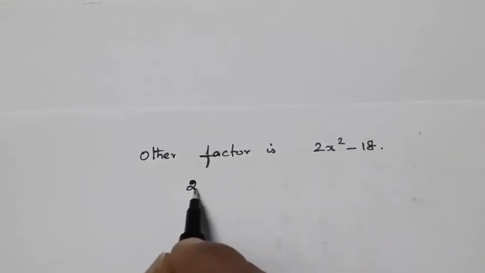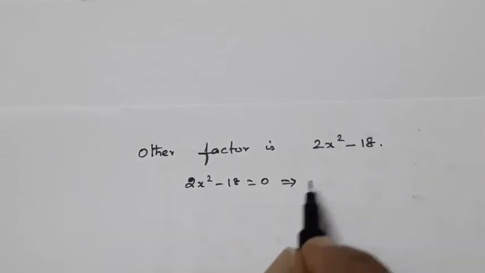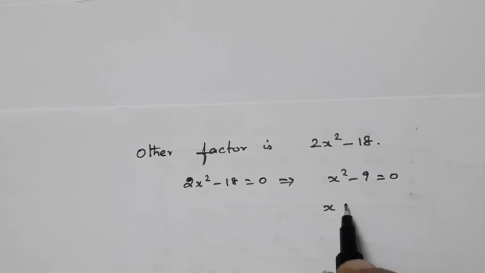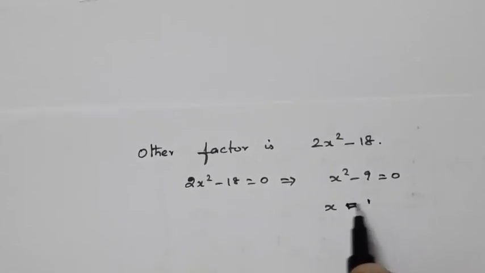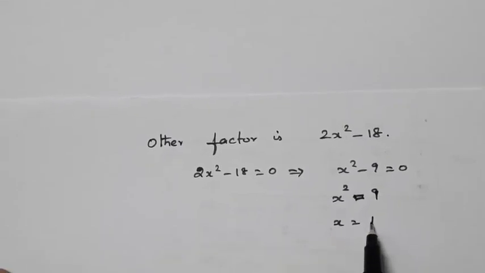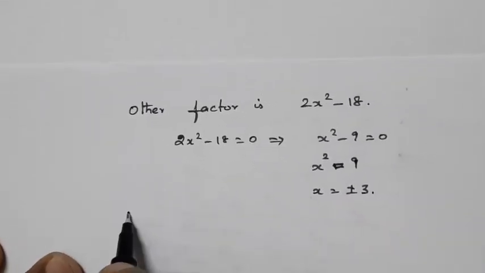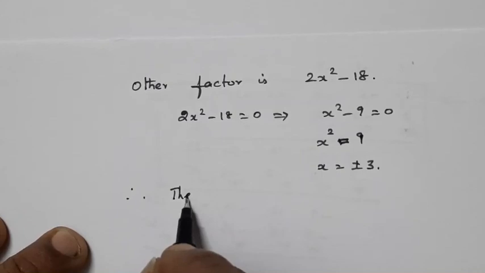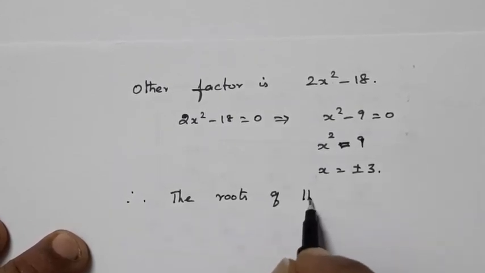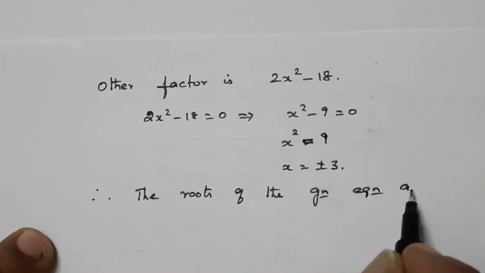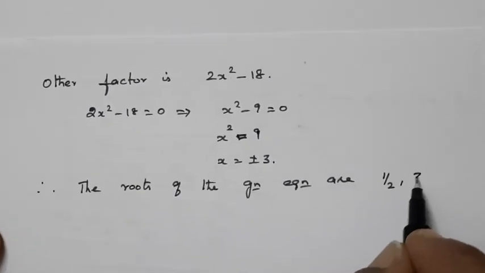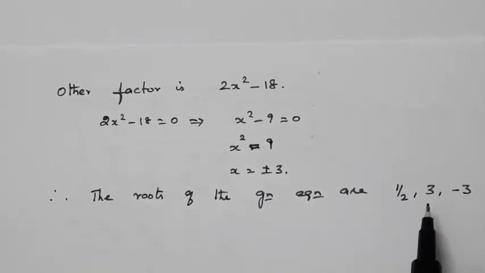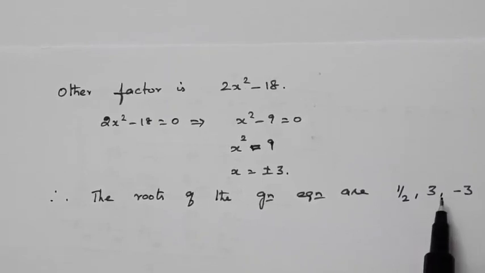So, equating this to 0, 2x squared minus 18 is equal to 0 implies x squared minus 9 is equal to 0, so x squared is equal to 9 or x is equal to plus or minus 3. So, the plus or minus 3, these are the other two roots. Therefore, the roots of the given equation are: one is 1 by 2, the other one is plus 3 and the third one is minus 3. See, the sum of these two roots is 0. So, that is why the condition has been given that the sum of any two roots vanishes.